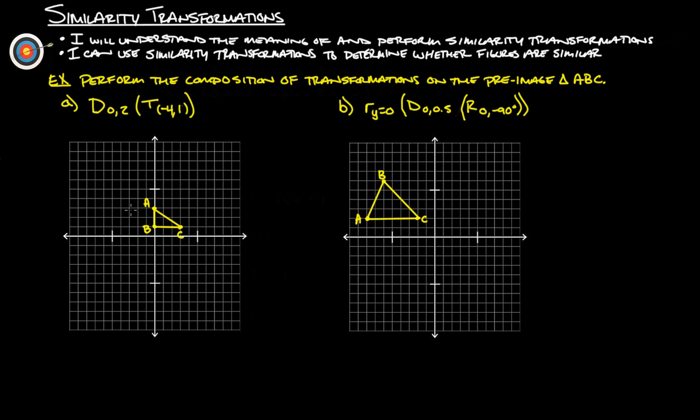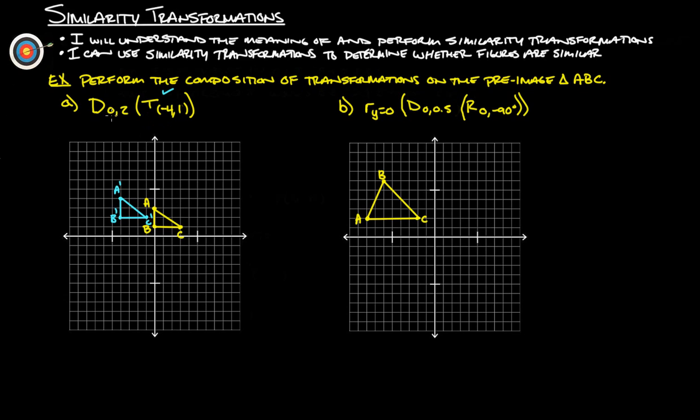So we can go 1, 2, 3, 4, up 1. Here's our new A. And then B is the same thing, to the left 4, up 1. There's our new B. And then C is to the left 4, up 1. There's our new C. Okay, and so then we have our new triangle here. That's this first one here.